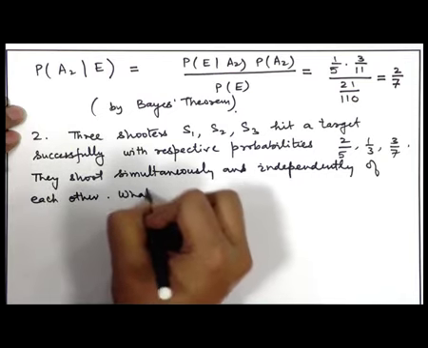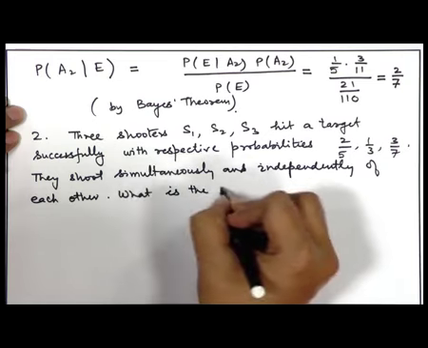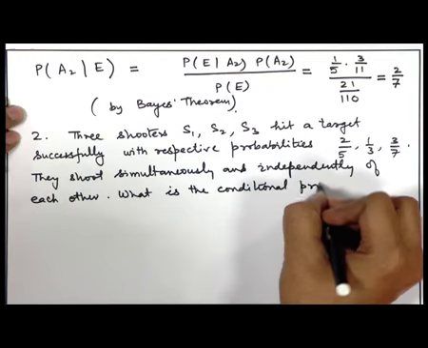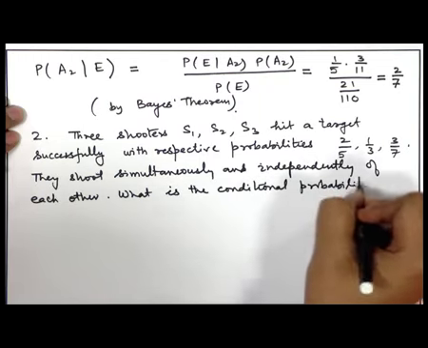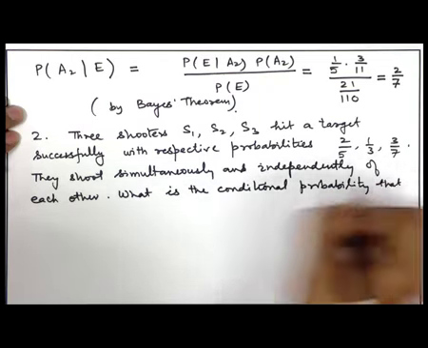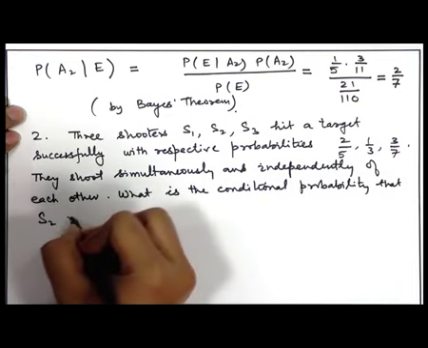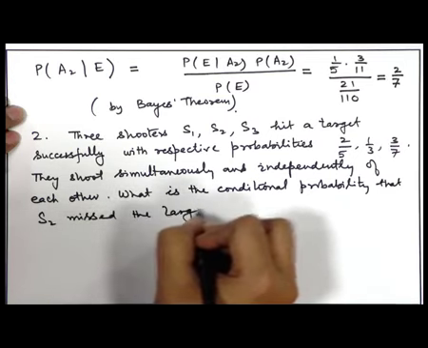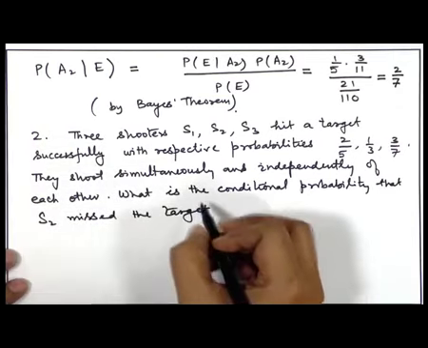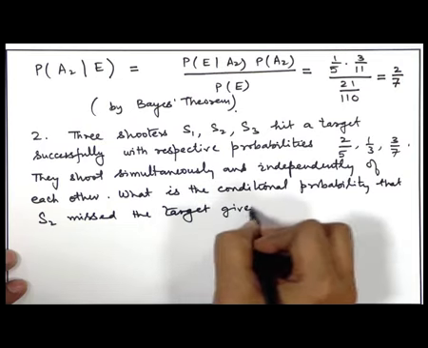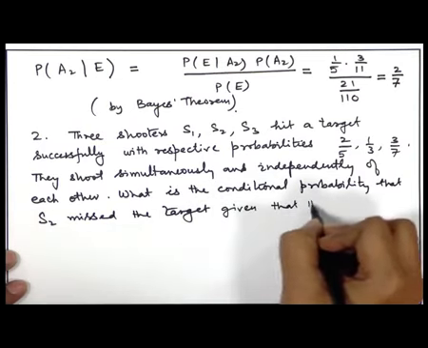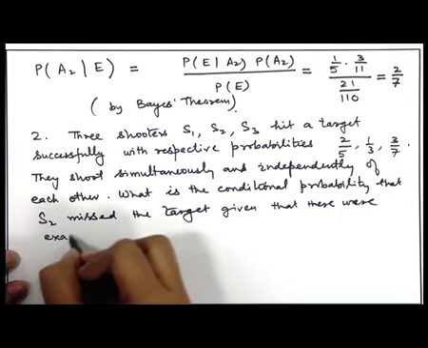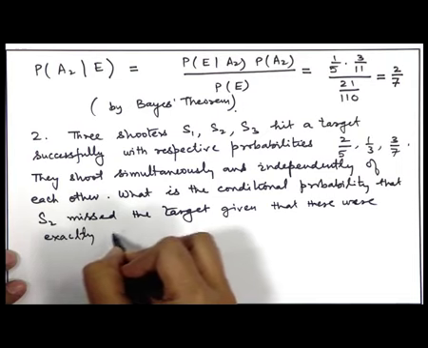What is the conditional probability that S2 missed the target given that there were exactly 2 hits?